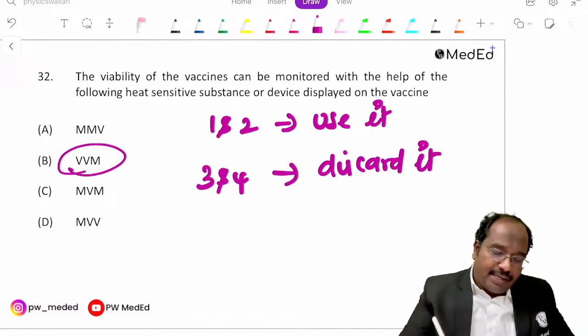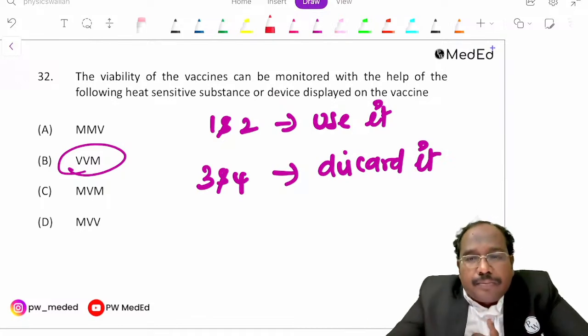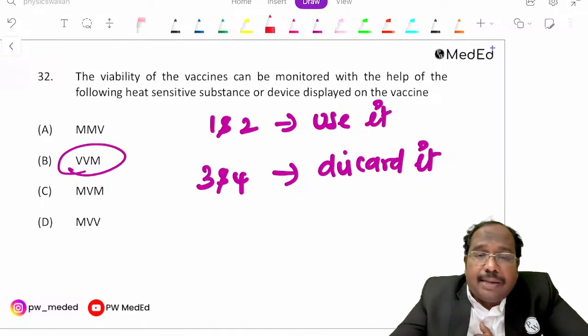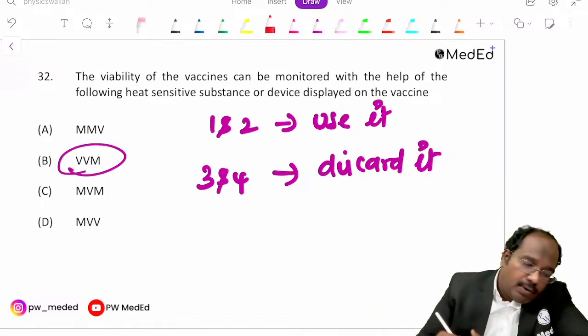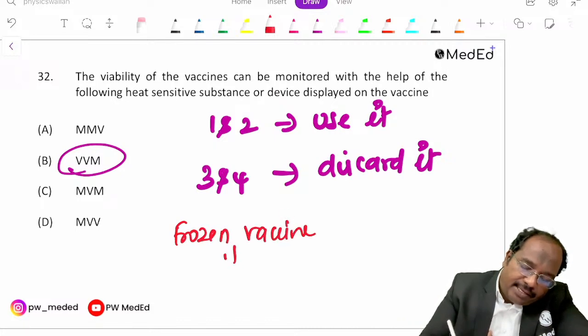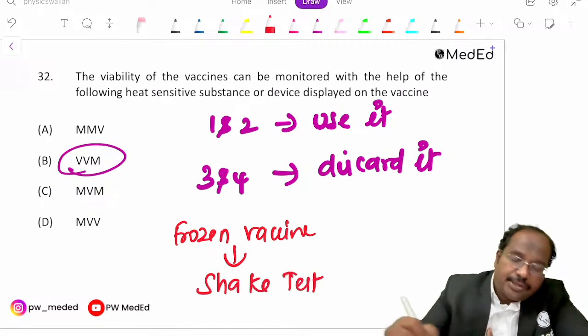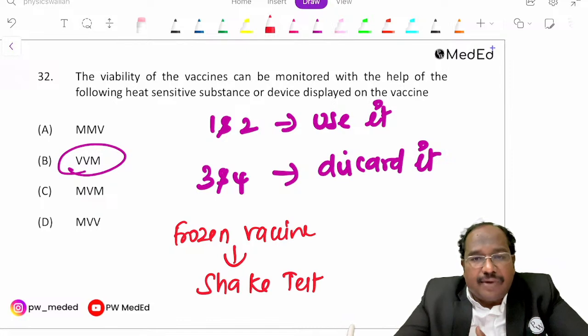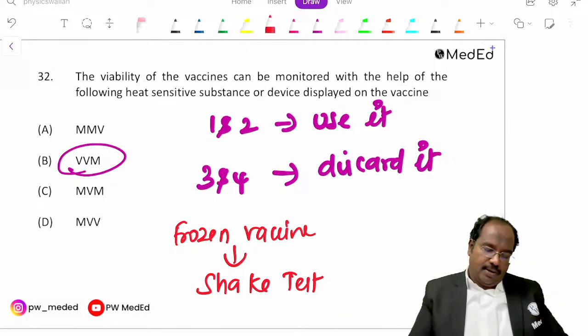What is the name of the test to identify a frozen vaccine? Can you tell me? For a frozen vaccine, the name of the test is the shake test. The test we use for frozen vaccine is the shake test.